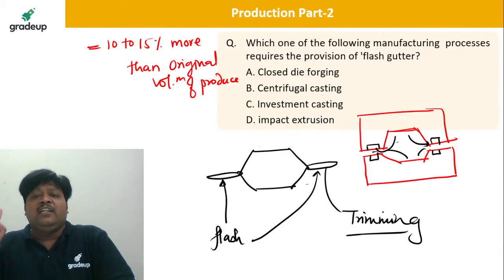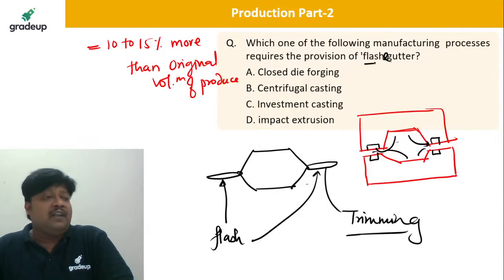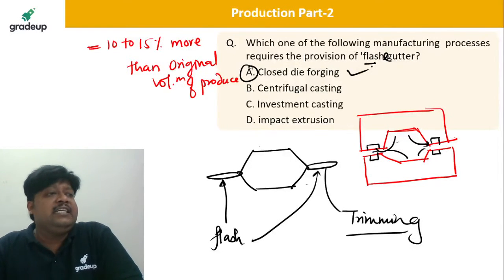Okay. So definitely, in no open forging technique is the flash going to generate, dear students. So flash and gutter, these are two different things. The effect of the gutter is the flash. So A is the correct answer. Very nice, excellent, dear students, excellent.